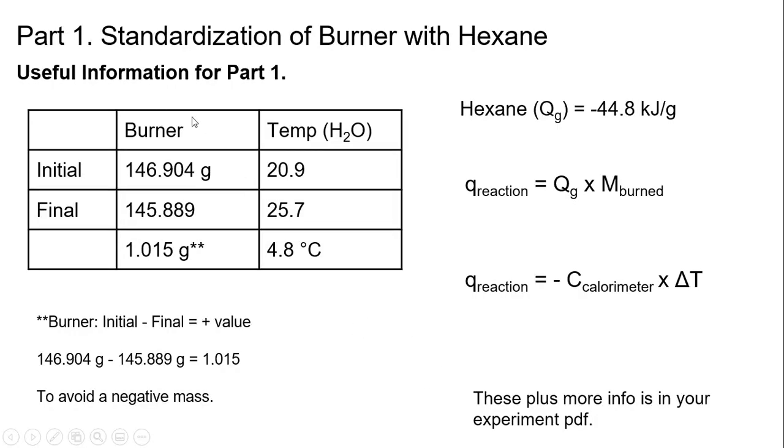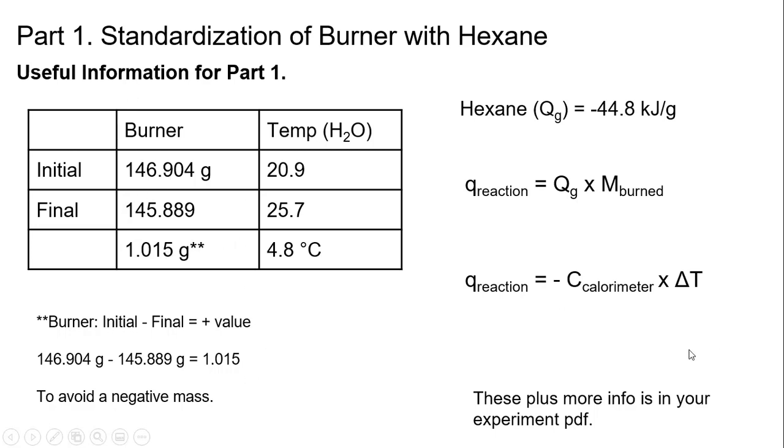So part 1 is the standardization of the calorimeter with hexane. So you have a burner, and the burner in this case is hexane. So I took that information from the PDF. I put everything on here that you're going to need to solve part 1.